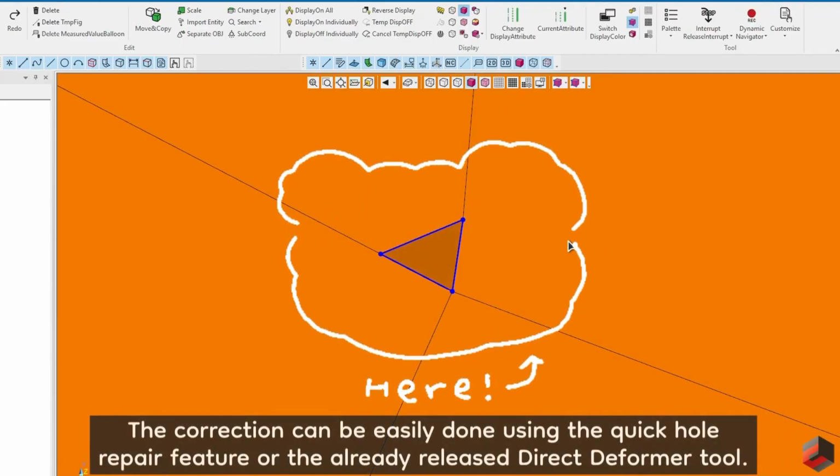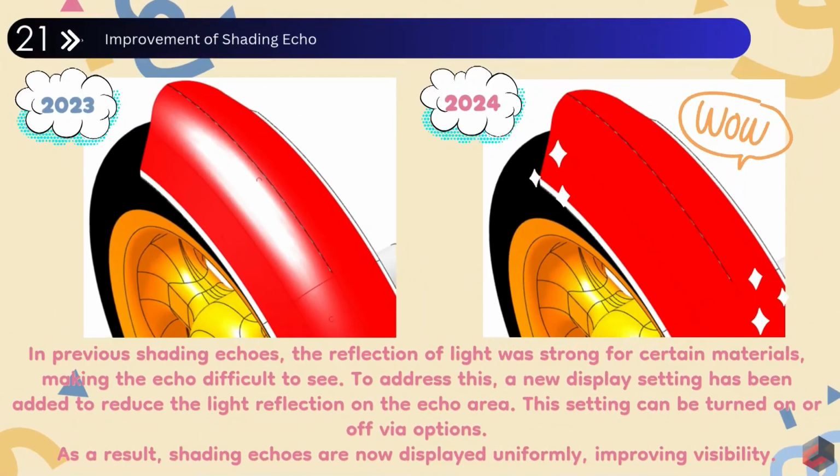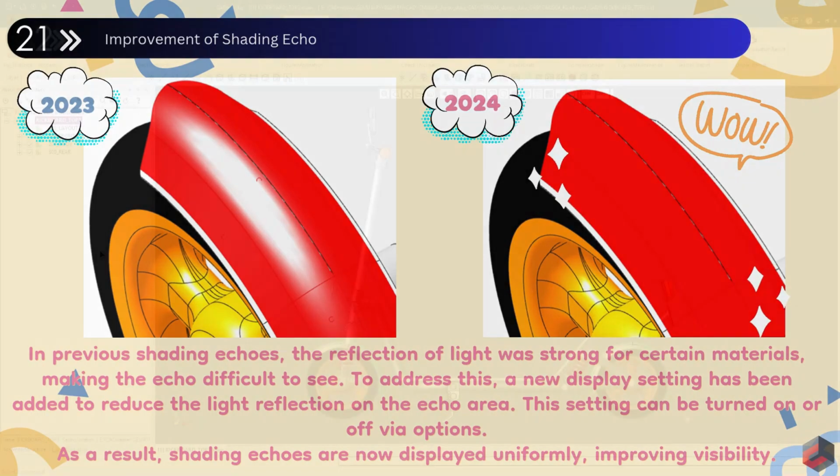The correction can be easily done using the Quick Hole Repair feature or the already released Direct Deformer tool. In previous shading echoes, the reflection of light was strong for certain materials, making the echo difficult to see. To address this, a new display setting has been added to reduce the light reflection on the echo area. This setting can be turned on or off via option. As a result, shading echoes are now displayed uniformly, improving visibility.